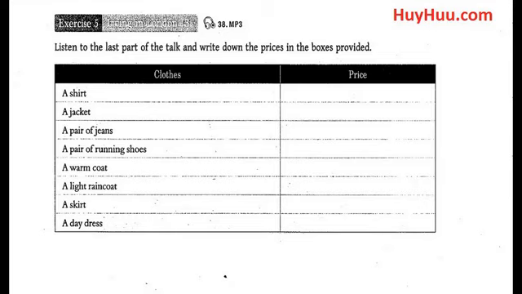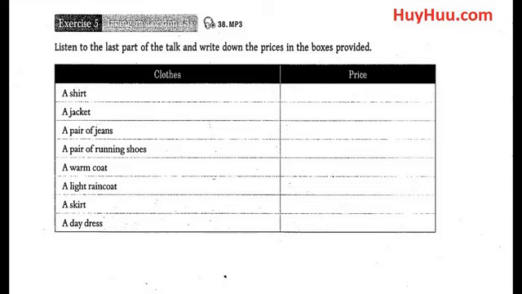Exercise 5. Living in London. Listen to the last part of the talk and write down the prices in the boxes provided. Now let's turn to clothes. It's difficult to find an average price for clothes because there is a big difference in the price range, depending on the kind of shop you buy your clothes in and what quality you buy. I've just walked around some local shops, however, and these are the prices I saw.